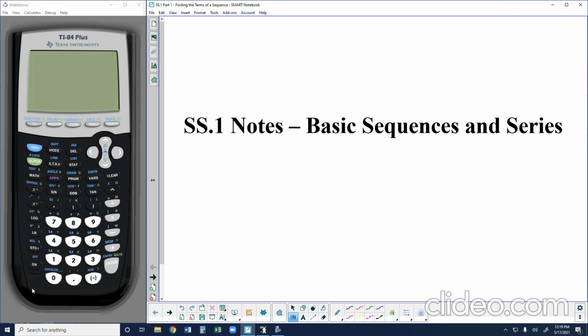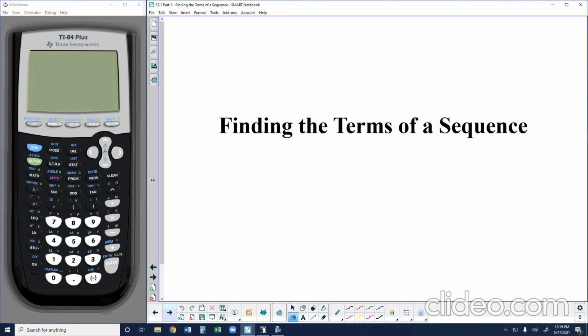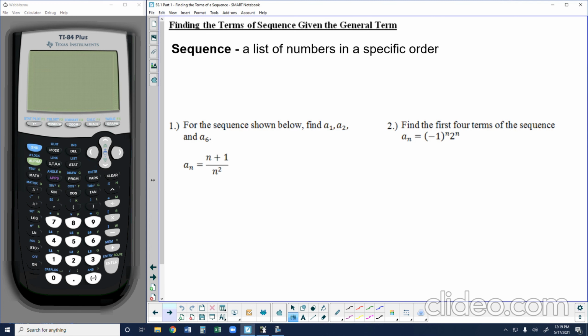Today we are going to dive into the first section, which is basic sequences and series, an introduction, if you will. So we're going to focus right now on finding the terms of a sequence. First we probably need to understand what a sequence is. A sequence is a list of numbers that come in a specific order.